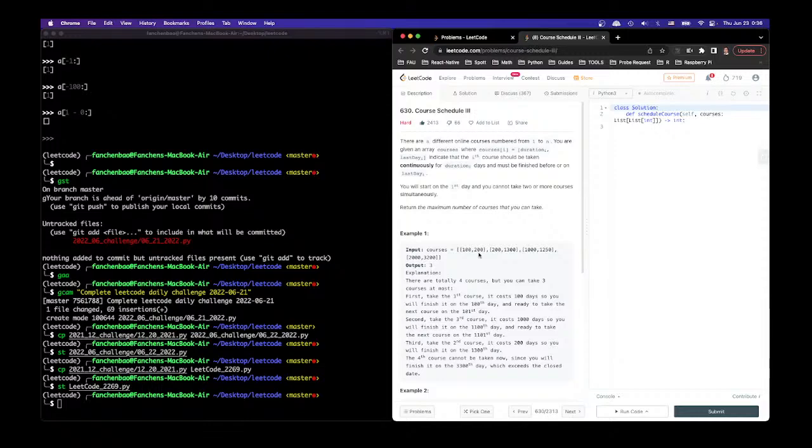So 4 courses, of which you can take 3 courses at most. Take the first course, it costs 100 days, should finish on the 100th day, and then ready to take the next course on 101. Second, take the third course. It takes 1000 days to finish on the 1100th day. The third, take the second course, it costs you 200, so you'll finish on the 1300th day. The fourth course cannot be taken now since you'd finish on the 3300th day, which exceeds the close date.